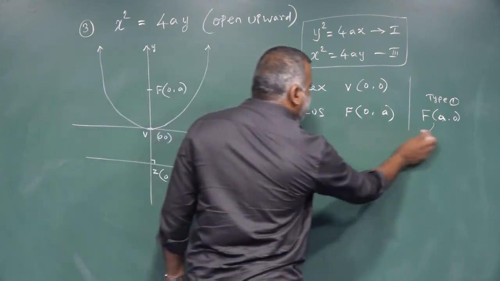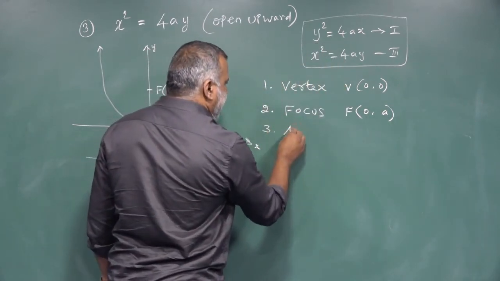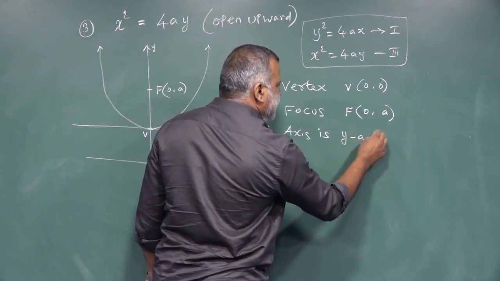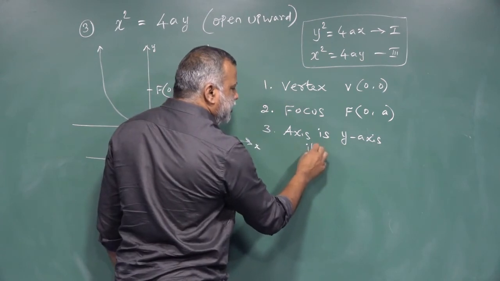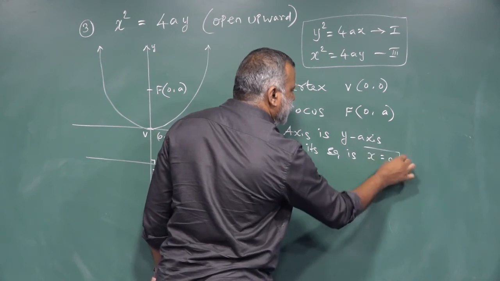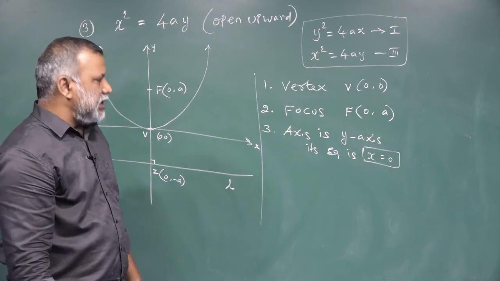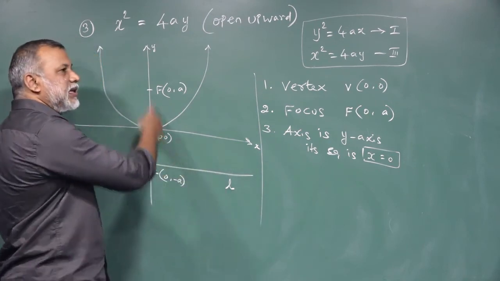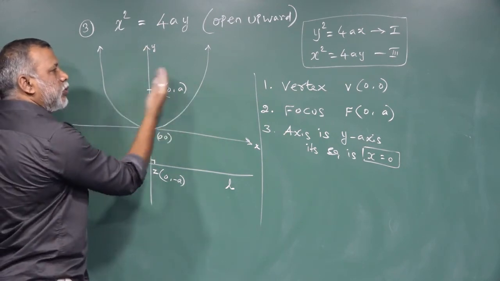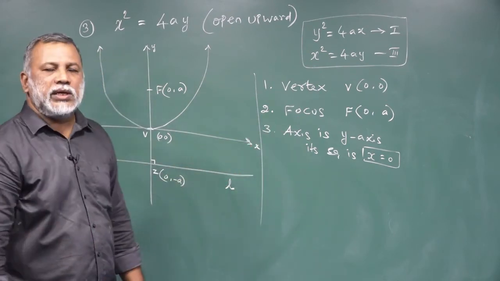Then what is the third result? Axis. The third result is axis. The axis is the y-axis. Its equation is x equal to 0. This is the third result. See here, what is the meaning of axis? The axis of symmetry is called the axis. See, this diagram is symmetrical about the y-axis. Therefore, the y-axis is the axis. Its equation is x equal to 0.